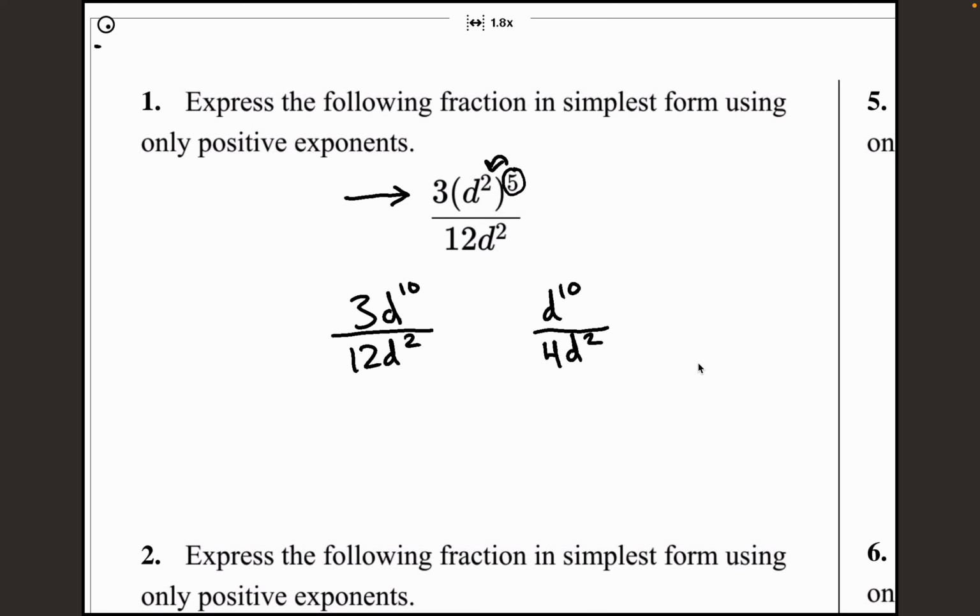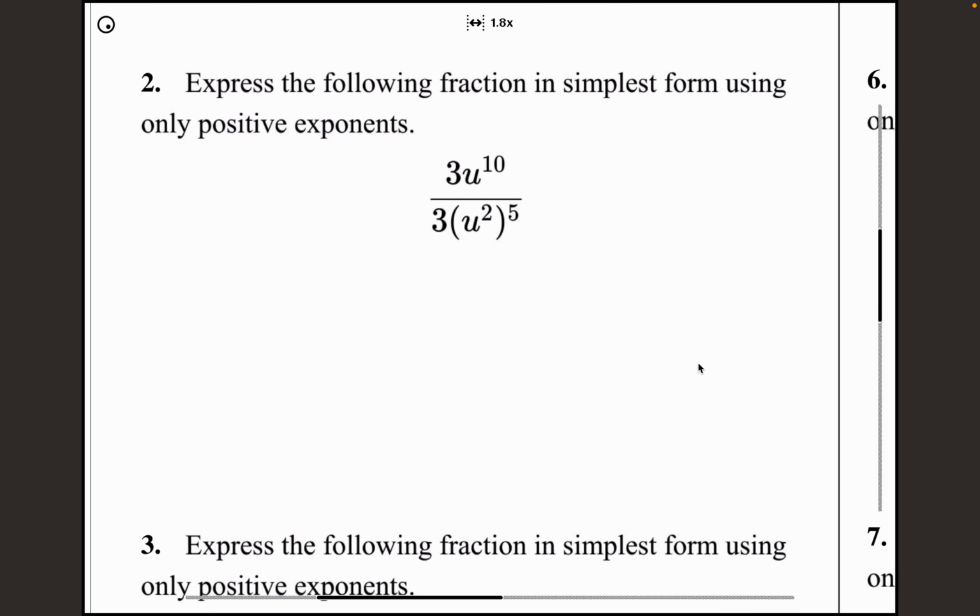Now I need to simplify my variable, which is d. So I have d to the 10th up top, d to the second down bottom. And what I need to do is I need to subtract and take 2 out of both. So when I take 2 out of the top, that leaves me with d to the 8th power over, and then the d cancel out right here. So I have d to the 8th power over 4. And that's going to be my answer for number 1.